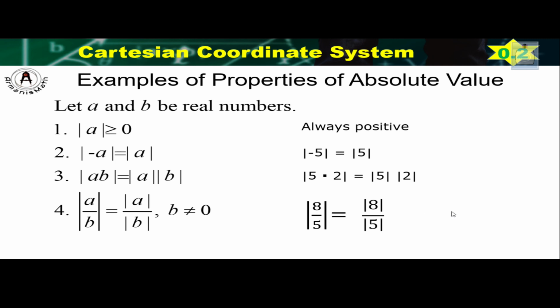And this should conclude our simple lesson today on the Cartesian coordinate system.